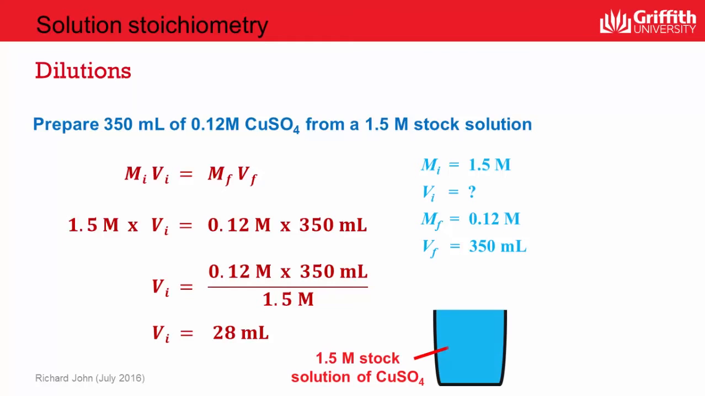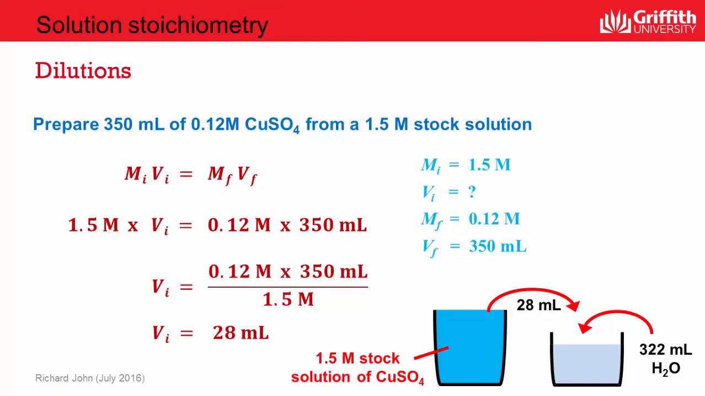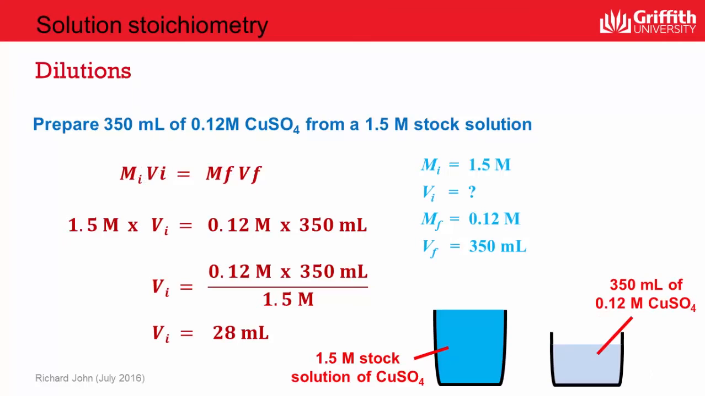So in other words, what we're doing here is we're starting with a 1.5 molar stock solution of copper sulfate. We extract 28 milliliters out of that stock solution, put it into another container, typically a volumetric flask, and we would add, in this case, 322 milliliters to take it up to the total of 350 milliliters, and what we end up with is 350 milliliters of 0.12 molar copper sulfate.